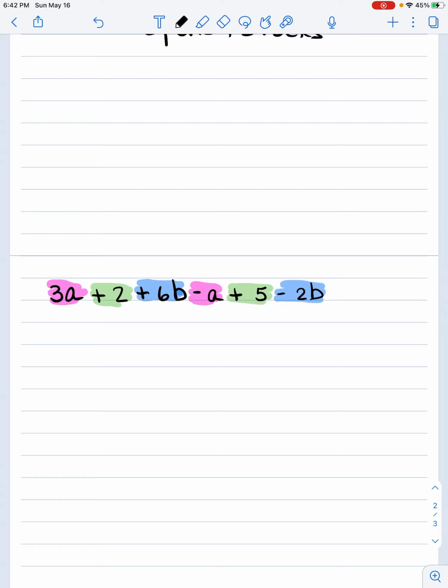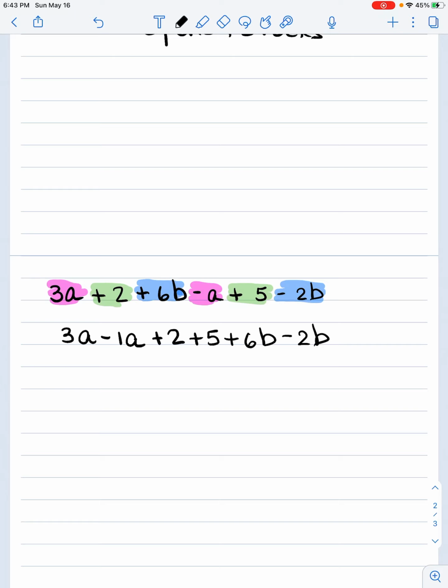Now, what am I going to do? Because this is our first one, I'm going to rewrite everything. I'm just going to collect all the color coding together. So first the pink, 3A minus A, and if you want you can put 1A, because you can remind yourself that minus A is the same as minus 1A. Okay, plus 2 plus 5 plus, now we're going to the blue, 6B minus 2B.